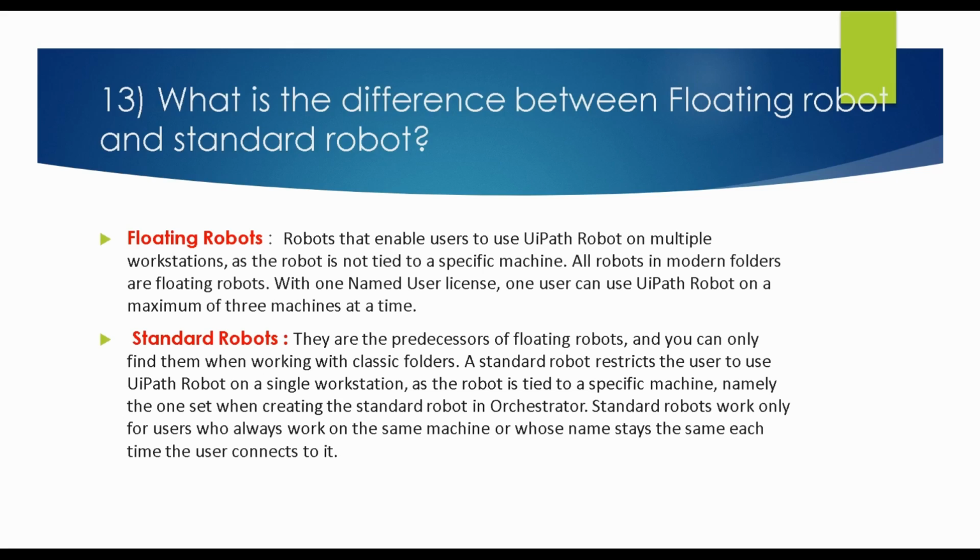So a standard robot restricts the user to use UiPath robot on a single workstation. Okay. So in this standard robot, we have to link the machine name with the robot configuration. At that time, it's only stuck to one single machine. Okay. You cannot use a robot on a different machine.